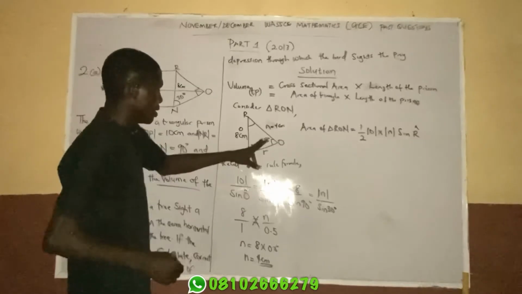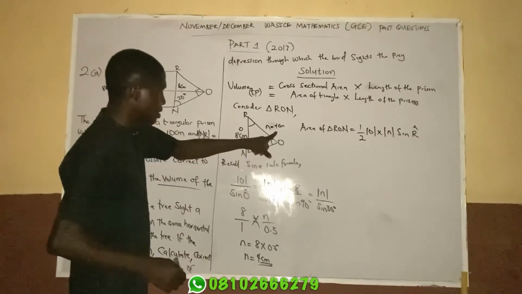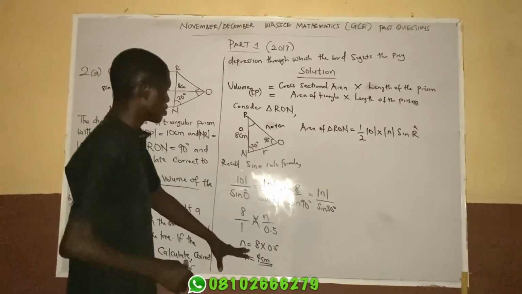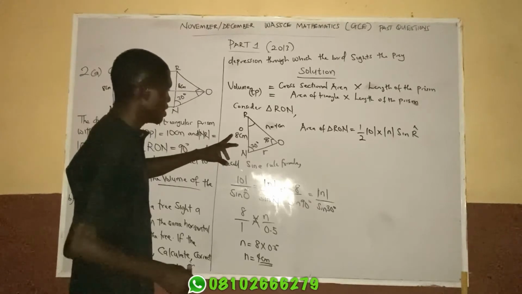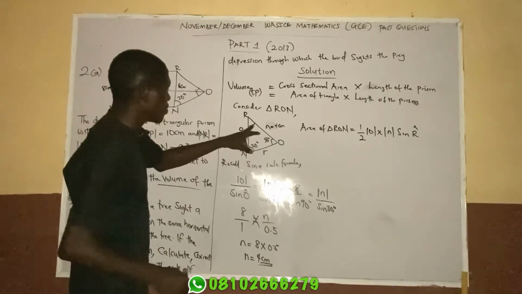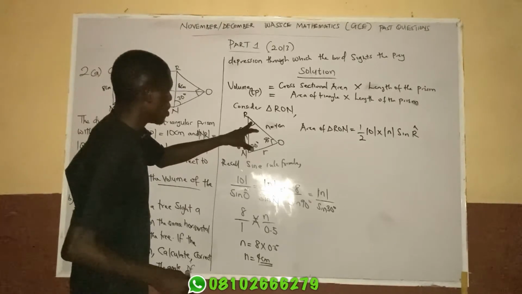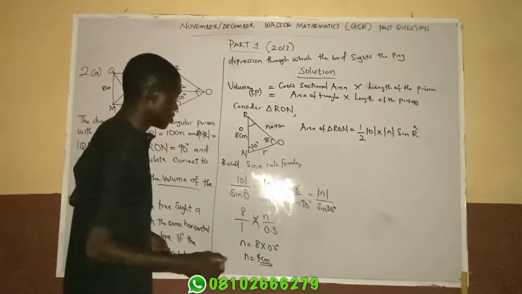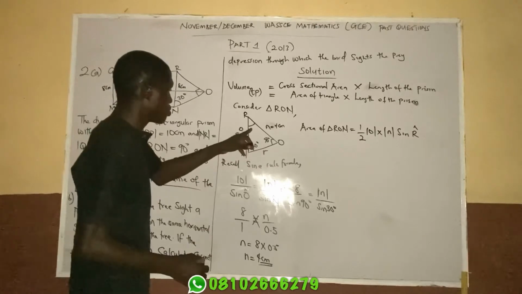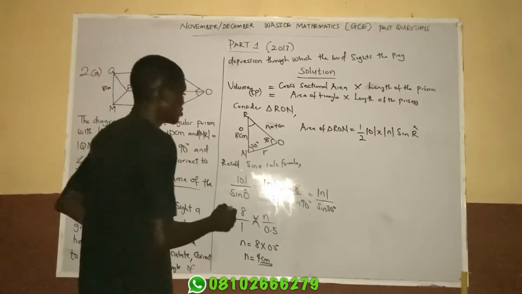Now we have N equal to 4 centimeters. Now we have successfully gotten side N and side O. Now what do we use to find the angle? Just use the sum of angles in a triangle. The sum of angles in a triangle is equal to 180 degrees.